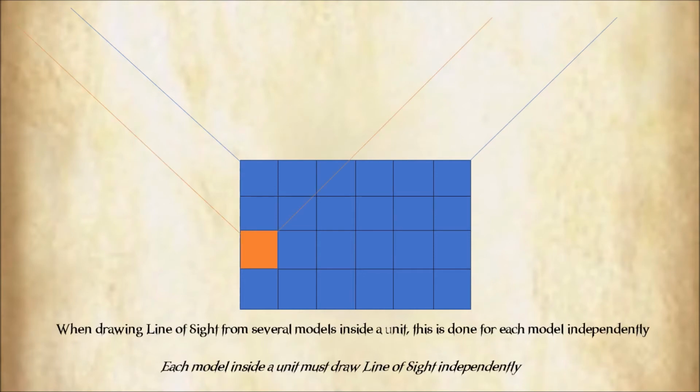So here's an example of that. Or the 10th rank. Here we have an individual model in a unit. There's his line of sight. It says, when drawing line of sight from several models inside a unit, this is done for each model independently. Again, kind of a sentence that needed to be reworked. It makes more sense to me if they would have just said, each model inside a unit must draw a line of sight independently. So we have the blue 45 degrees, which is the unit's line of sight. Then we have the brown 45-degree lines, which is the theoretical individual model's line of sight.